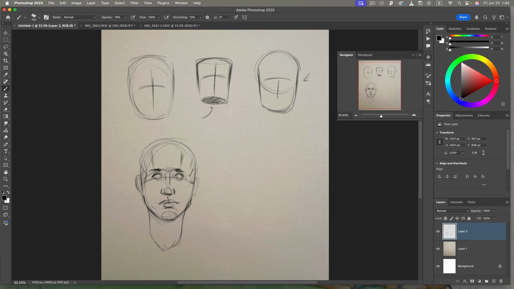Even though it's looking somewhat male, of course there are things I can do to adjust that, to make it look more female, make it look younger or older.